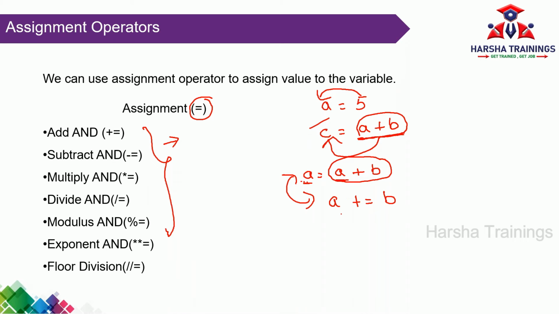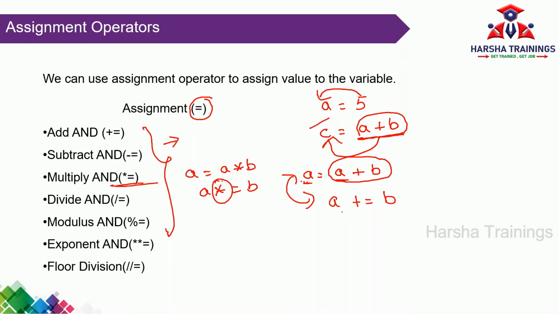Instead of writing A = A + B, we are writing A += B. So the remaining are the same. For example, multiplication: A = A * B is converted to A *= B. Only the symbol is changed. The remaining thing is the same. The left side and right side have the same thing.